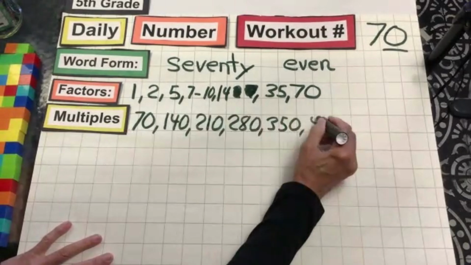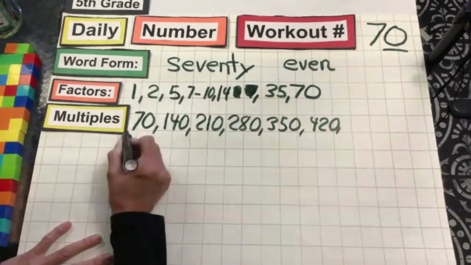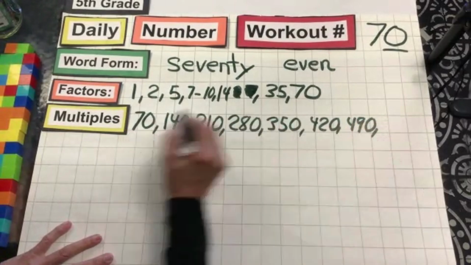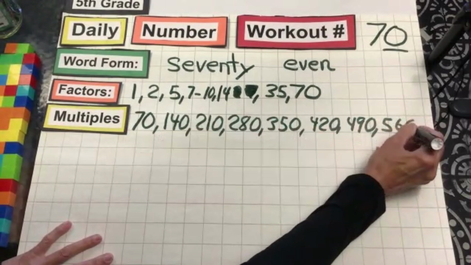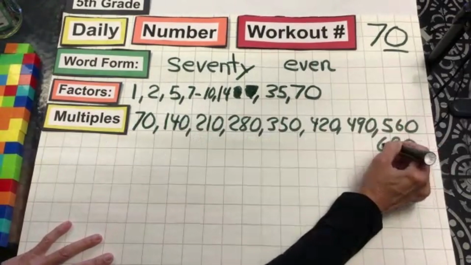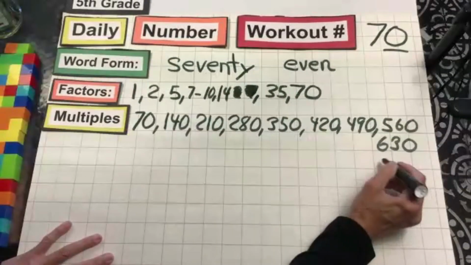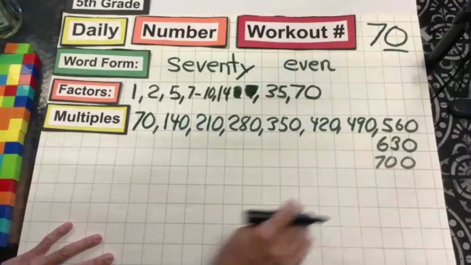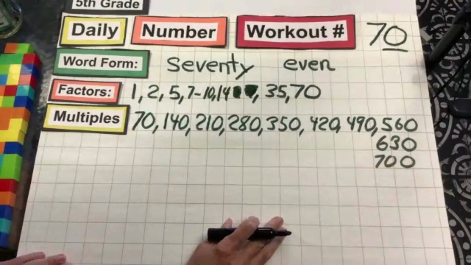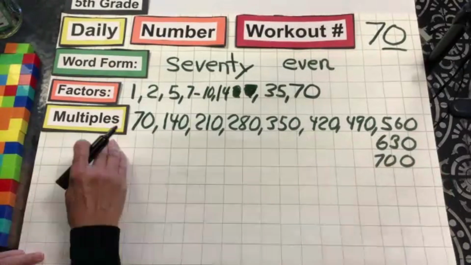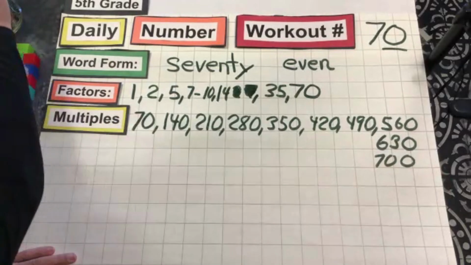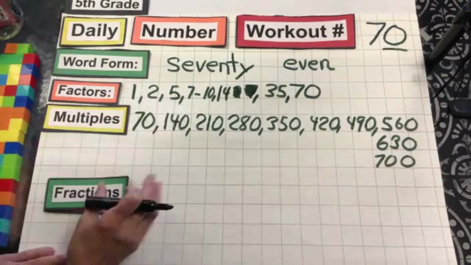6 sevens is 42 with the 0. 7 sevens is 49 with the 0. 8 sevens is 56 with the 0. 9 sevens is 63 with the 0. And 10 sevens is 70 with a 0. And there we have it. So if you know your facts, you can whip this out pretty quick without doing all that multiplication. So today was an easy one, and I just wanted to show you the easy way. Let's move on to our partial numbers.